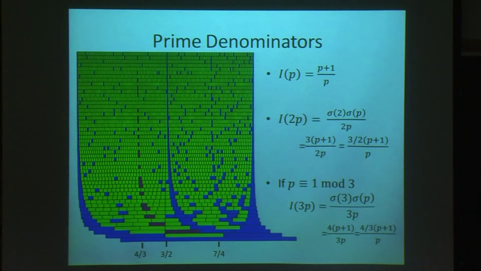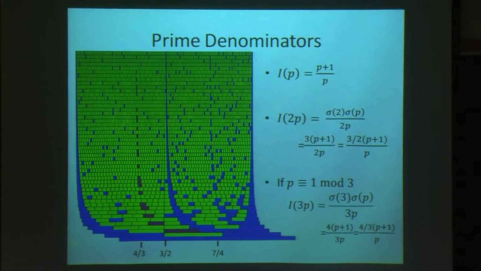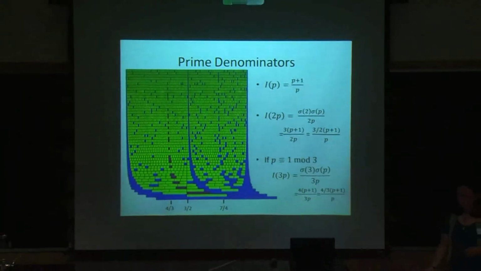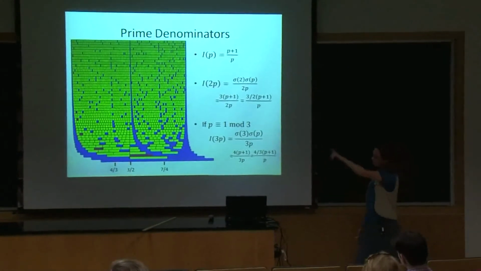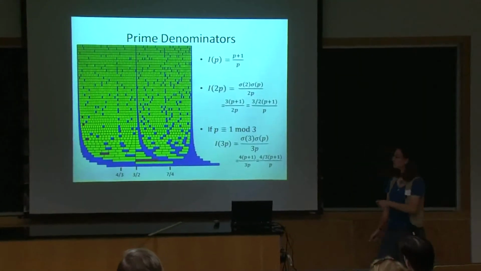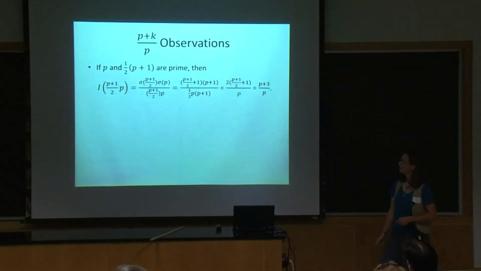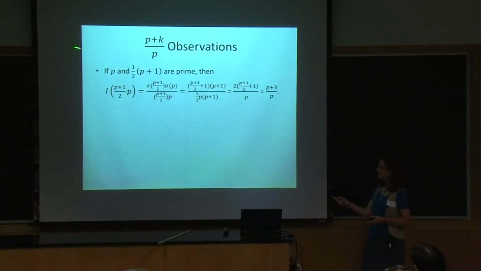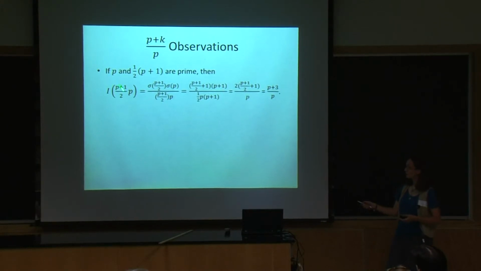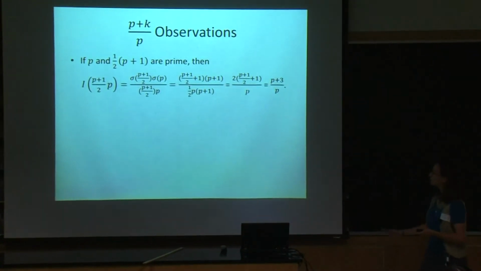Now, if we look at our picture, we notice that we don't have any abundancy indices of the form p plus 2 over p. So we want to keep looking at those. They're probably outlaws. Now, we also have fractions of the form p plus 3 over p. Turns out these happen exactly when p and 1/2 p plus 1 are both prime. We can calculate the abundancy index of the product of these two prime numbers, and something really cool happens. The p plus 1s cancel out, and we're left with a prime denominator.